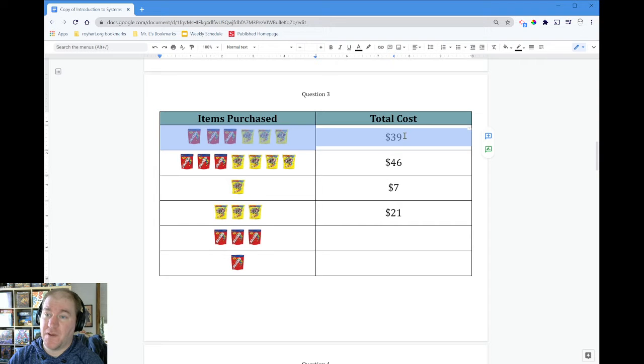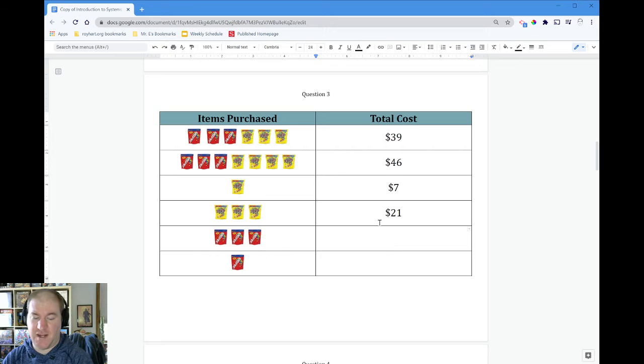So if we know that they spent $39 altogether, and 21 of it was spent on M&Ms, then we can figure out how much the 3 bags of Skittles cost. The 3 bags of Skittles cost 39 minus 21, or $18. That means that each bag of Skittles must be $6 because 18 divided by 3 is 6.